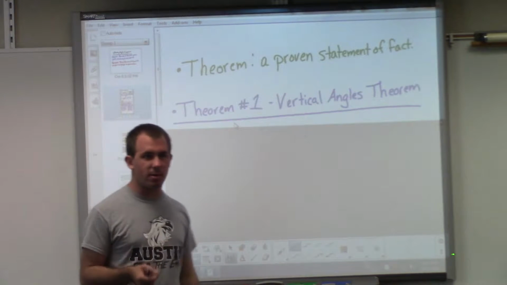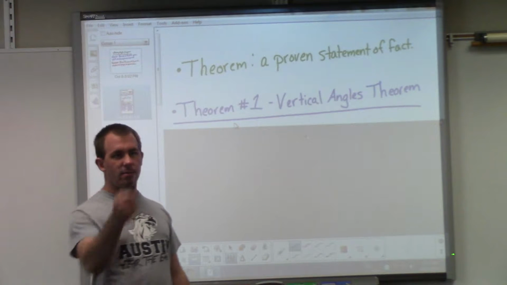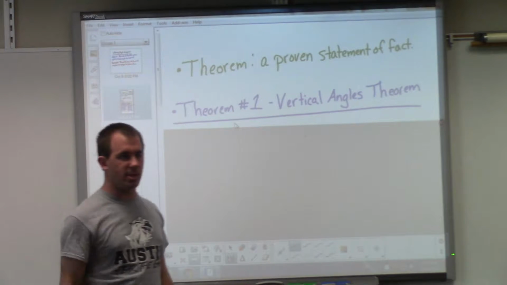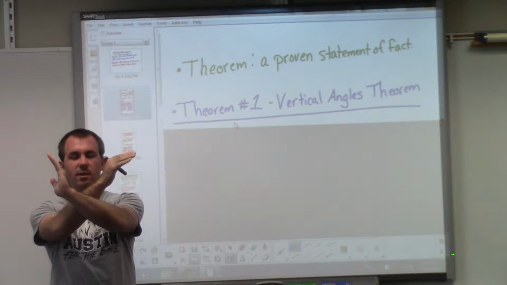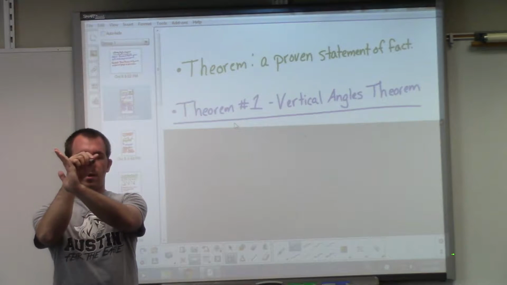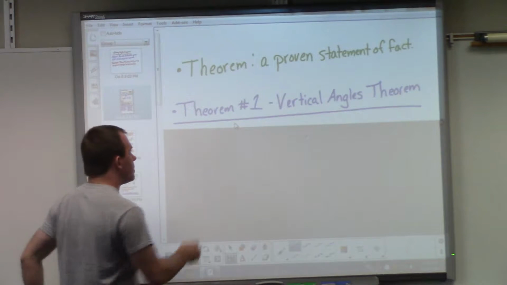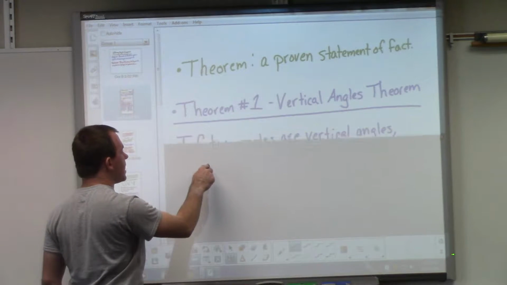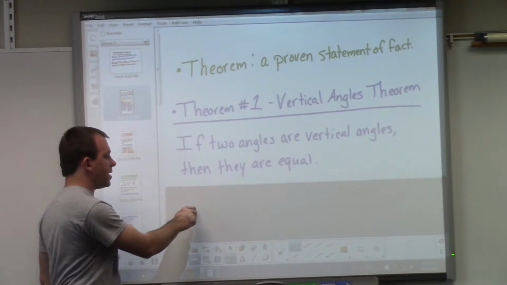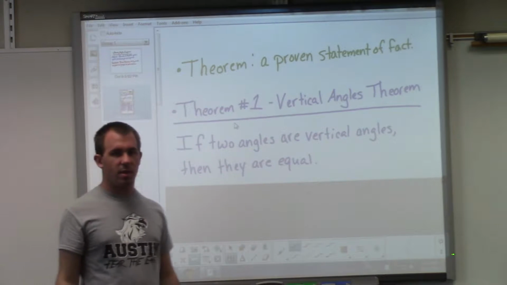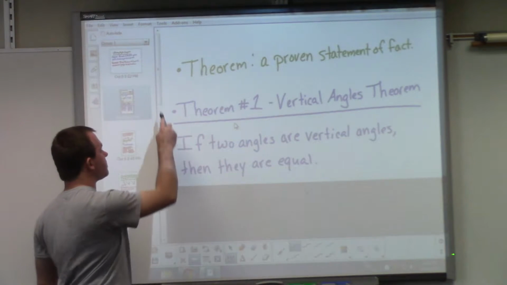Now we've dealt with vertical angles before. Vertical angles are angles that are directly across from each other, as if 2 lines are intersecting. So if 2 lines intersect, the angles directly across from each other, like the one on top and the one on bottom when my arms intersect here. So, theorem number 1 says, if 2 angles are vertical angles, then they are equal. Pretty simple. Angles that are vertical angles must be equal.